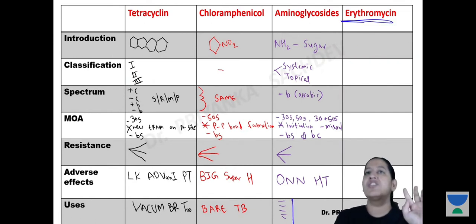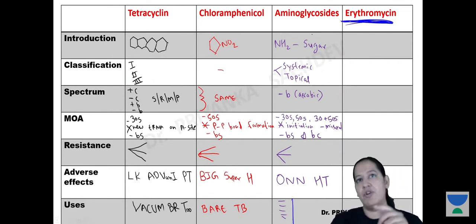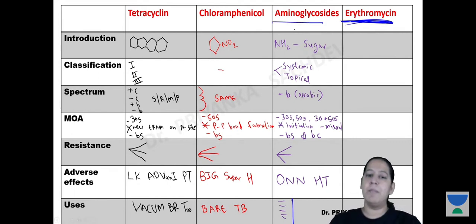Coming to the last chapter, erythromycin. Before that, I would like to launch polls for aminoglycosides. Are you people ready for the polls? Give me a thumbs up if you are ready for the polls.